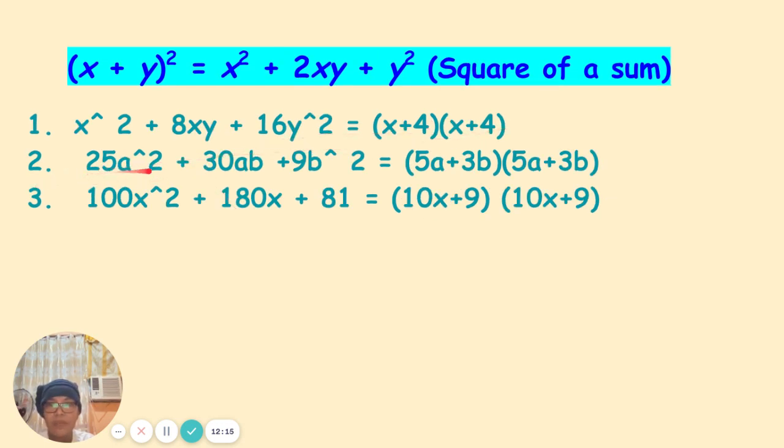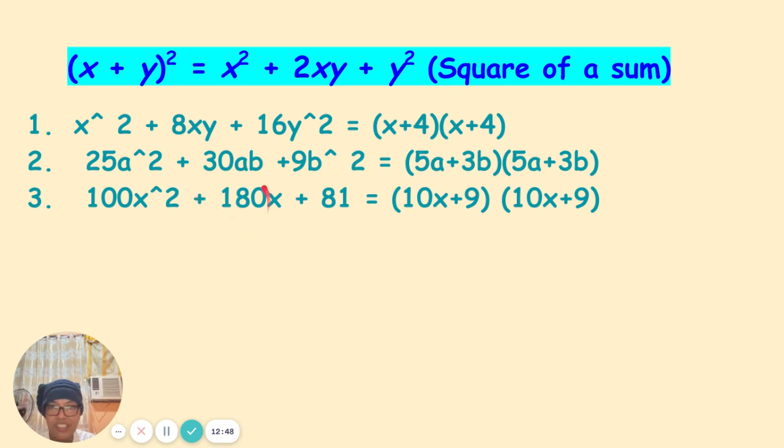Okay, let's proceed. 25a squared plus 30ab plus 9b squared. So, sulat nyo positive. Square root of 25a squared is 5a. Then, square root of 9b squared is 3b. So, that's your answer. Ulitin nyo lang po. O, sulat nyo na ulit. Positive. Then, sulat kayong quantity. Then, positive. Then, you get the square root of 10x squared. That is 10x. Then, you get the square root of 81. That is 9. That's your answer.